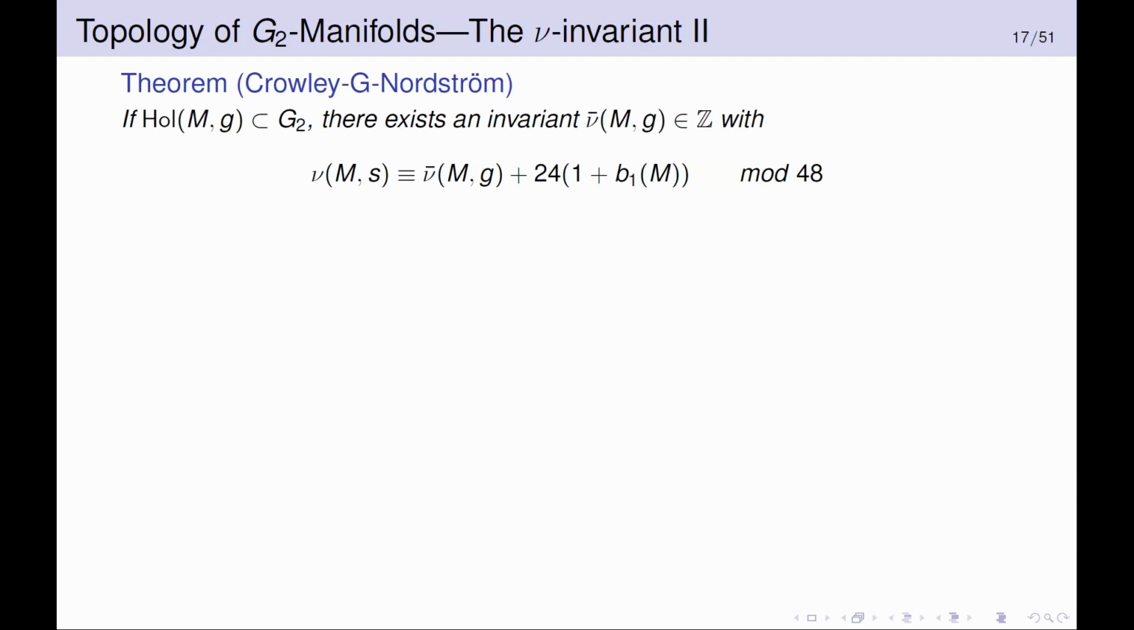Well, so we looked for an intrinsic description and we found an invariant nu bar with values in Z mod 48 for G2 structures, but in the case of G2 holonomy, it's actually an integer. I mean, I don't know if you've read the papers by Crowley and Goette about the Eells-Kuiper invariant. They show that the Eells-Kuiper invariant lifts to the integers if you have positive scalar curvature, and this result is pretty similar to that. And for normalization reasons, I have to add 24 times 1 plus the first Betti number.